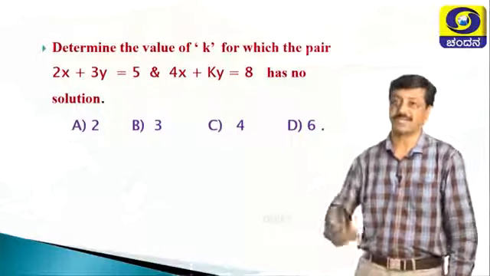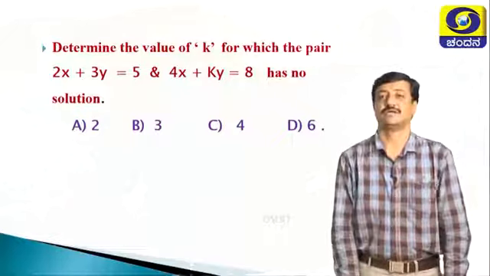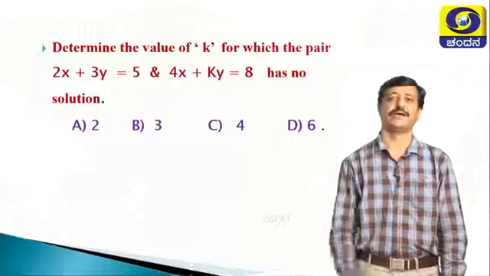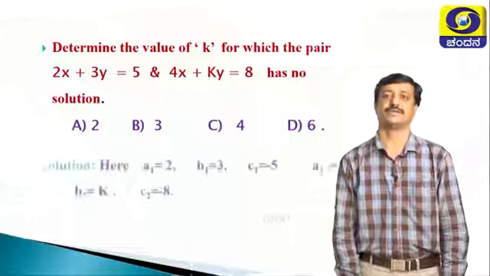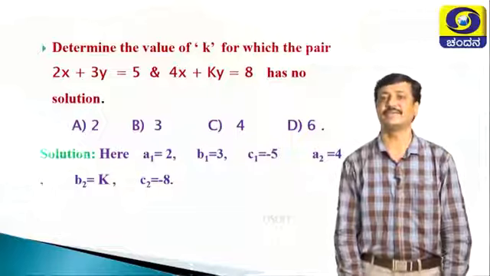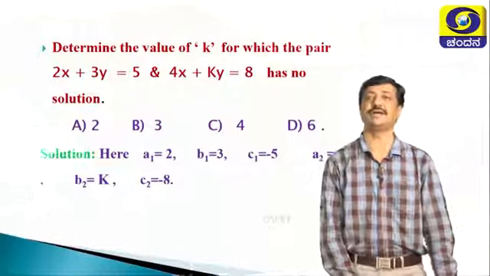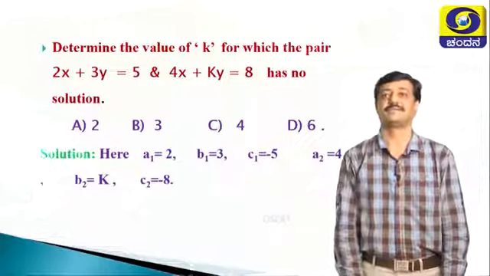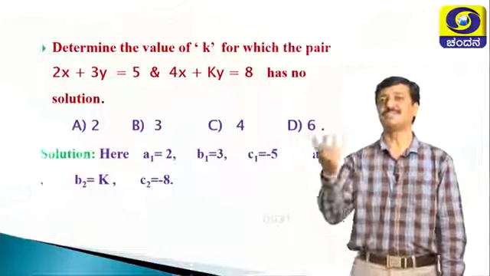It is a kind of multiple choice question, but we will follow a different method to find the solution. In this example, as usual, we have to compare the given pair with the standard form. After comparison, we will get the values of a1 as 2, b1 as 3 and c1 as minus 5, a2 as 4, b2 as k and c2 as minus 8. After getting these 6 values, let us see. In the question, it is given that the pair has no solution.